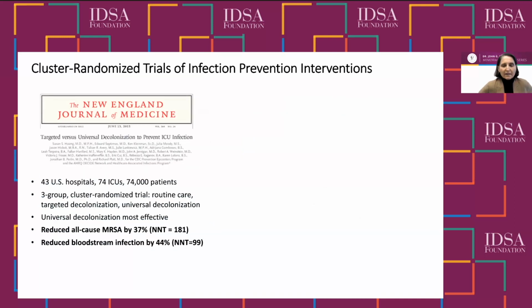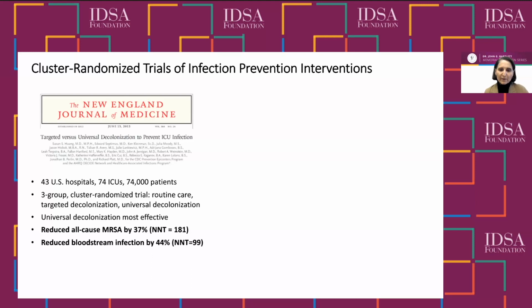And then there were some other studies that had both direct and indirect effects. These were a group of studies that decolonized patients in various settings using a cluster randomized trial approach. And this was new for infection prevention during this period and really added rigor to the before-after, quasi-experimental work that had been done in large part up to this point. So the first study, and again, probably the most well-known of these, is the REDUCE MRSA trial led by Dr. Susan Wong. This was 43 US hospitals, 74 ICUs, 74,000 patients.